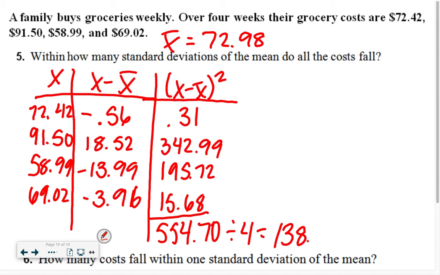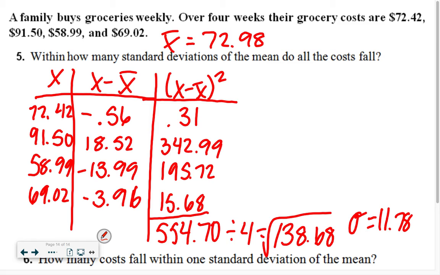138.68. That is the variance. I want standard deviation. What do we do? Square root it. And my standard deviation is 11.78. Okay.